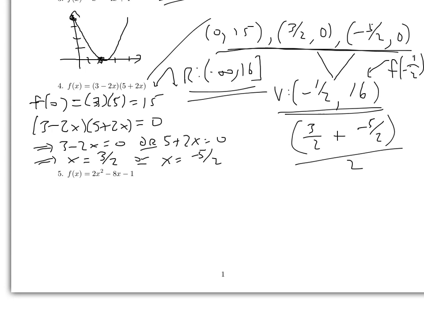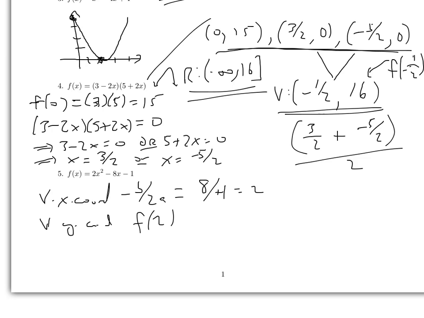This is one, again, written in ax squared plus bx plus c form, and so my vertex x-coordinate is minus b over 2a, which is 8 over 4, which is 2. And my vertex y-coordinate is just f of 2. And if you plug in 2 for x, you get negative 9. So the vertex of this parabola is at (2, -9). The y-intercept is easy. That's plugging in 0 for x, so I won't do that here.